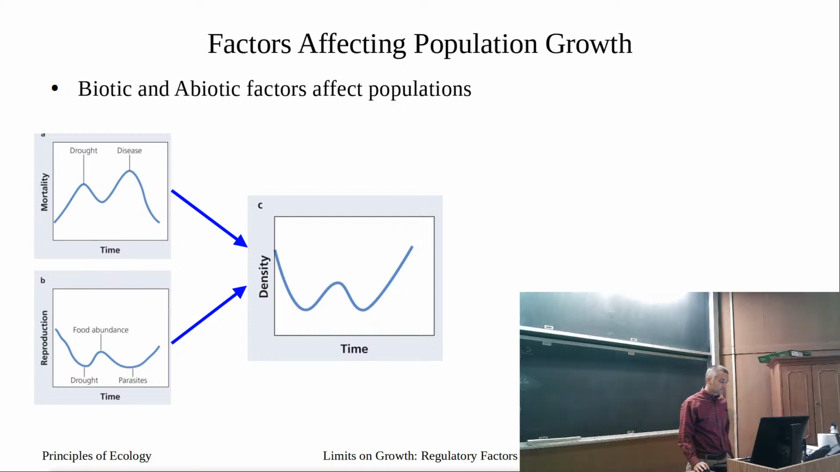So together, when we start factoring in both mortality and reproductive rates, you start seeing a change in population size that might look something like this. The take-home point of this graph is it's not just biological factors, it's not just abiotic factors that are going to affect our per capita rates, it's everything. We have to account for everything.